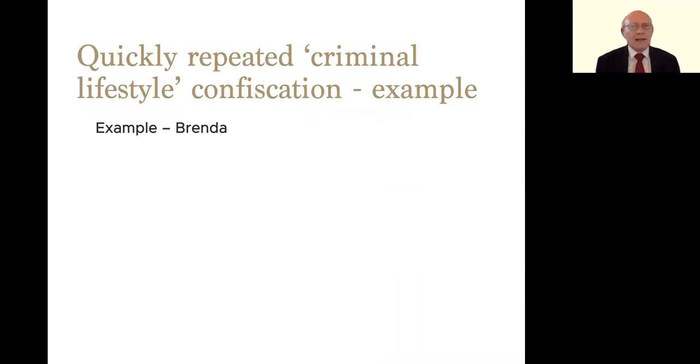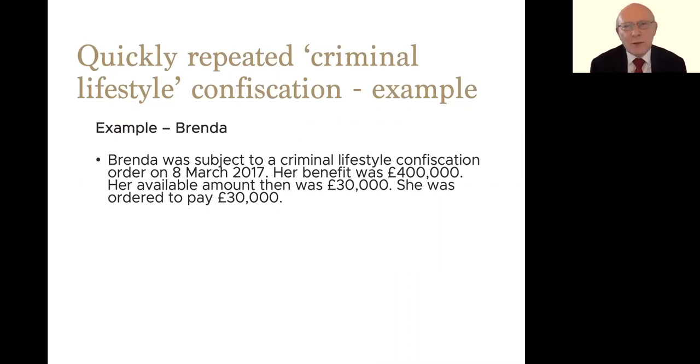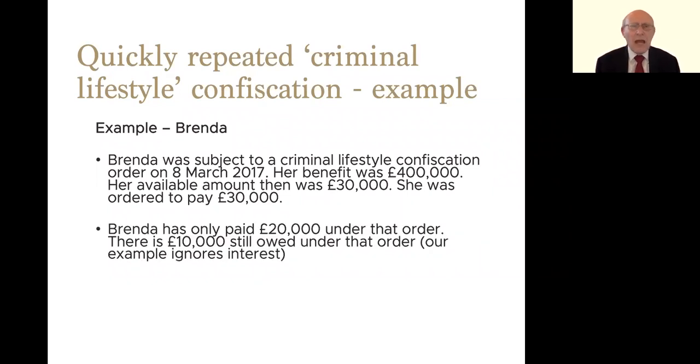Okay, so let's take an example. Let's assume Brenda here is somebody who has been subject to criminal lifestyle confiscations twice in the space of a few years. How does that work? Right, well, Brenda was subject to a criminal lifestyle confiscation order on the 8th of March 2017. And at that time, her benefit was £400,000 and her available amount was £30,000 and she was ordered to pay £30,000. Fairly standard order. I think that makes a lot of sense to everybody. Brenda has only paid £20,000 under that order. So she still owes £10,000 under the 2017 confiscation order. And to make this a bit simpler, we're ignoring interest.